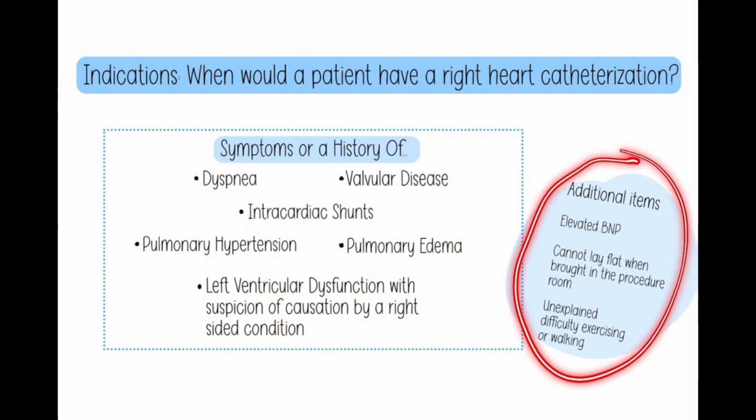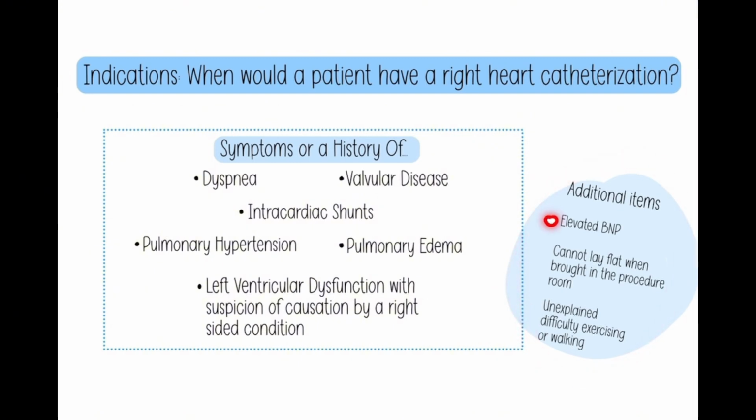Just some other things I like to add in here: elevated BNP, brain natriuretic peptide. It is released by the ventricles when the myocytes are under stress, so that could be from stretch or dilation. That's usually a good sign of right-sided heart failure.